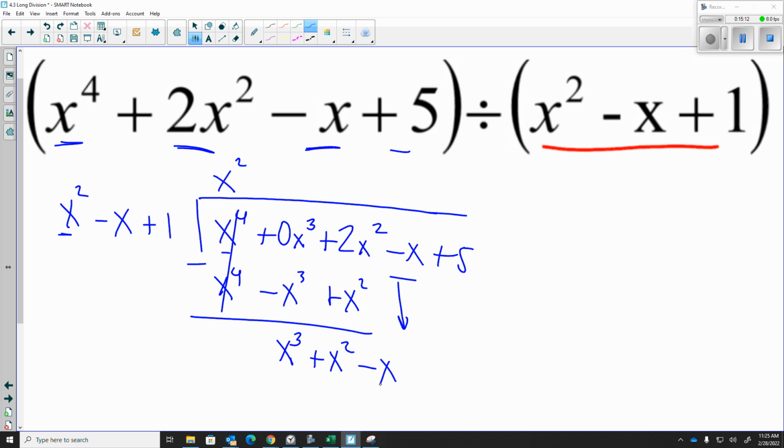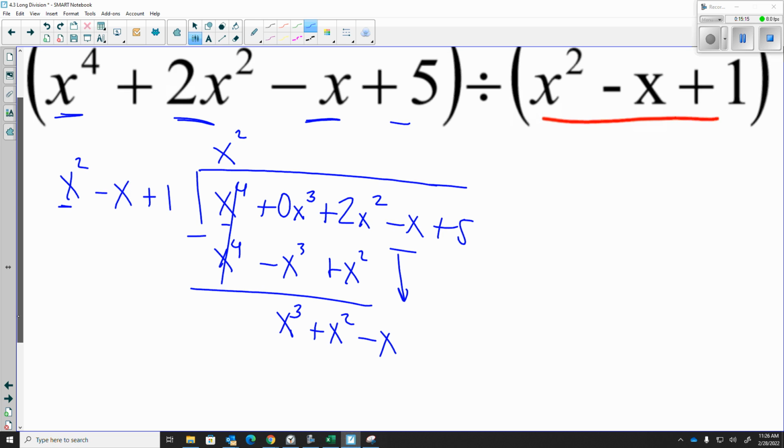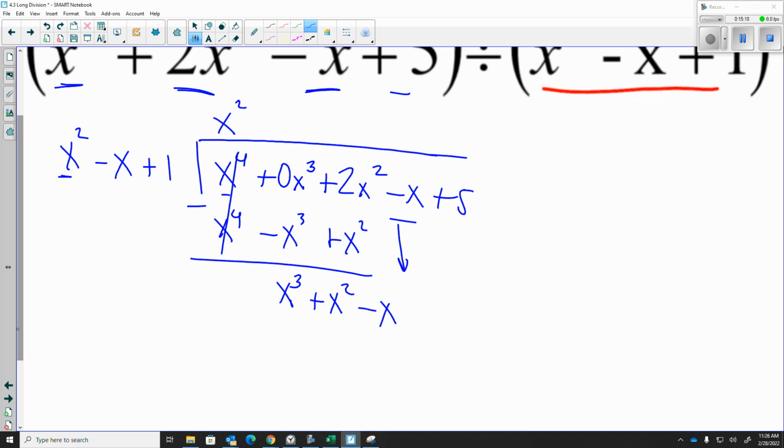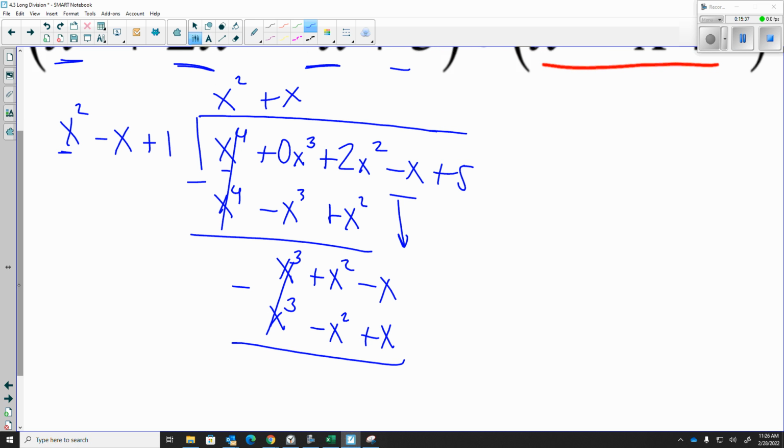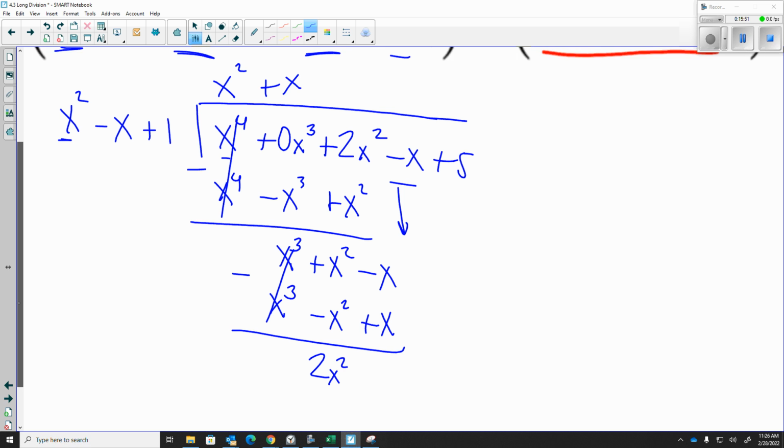So I bring down the next piece, and I do it again. X squared to x cubed. What do you need to multiply it by? Multiply it by each piece, so that's x cubed. That's negative x squared, and that's plus x. Subtract. First thing cancels. X squared minus negative x squared. It's double negative, so that's 2x squared. Negative x minus x. What's that? Negative 2x, perhaps? Yeah. Negative 2x.